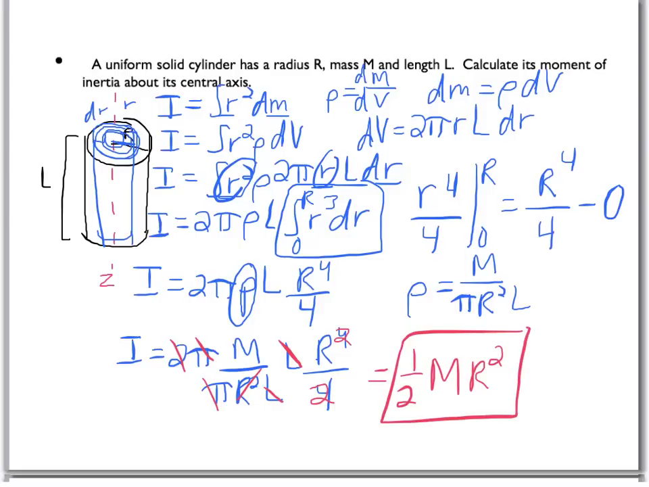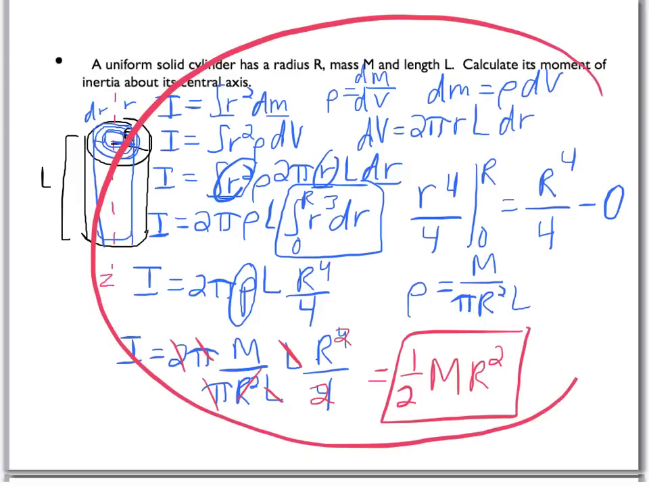Now, like I said in the screencast for section 10.4, you can look on page 300 for the moment of inertia of some simple shapes, and you'd find that for a solid cylinder rotated about its center, the moment of inertia is 1/2 MR squared. So it's nice to know that those equations are there for you, and you won't always have to do all of this work to get the moment of inertia of a simple shape.